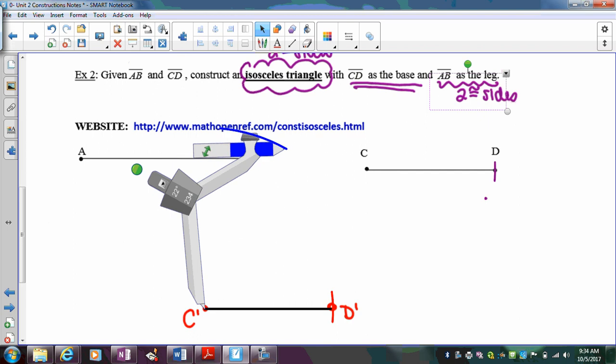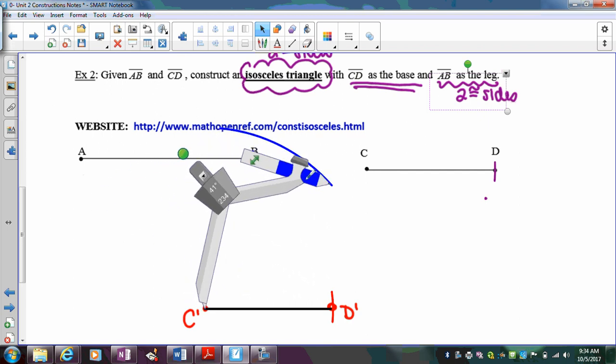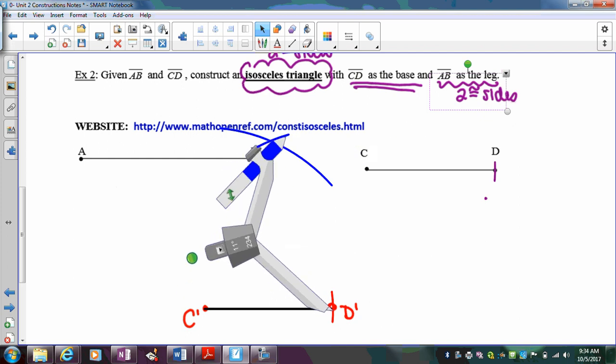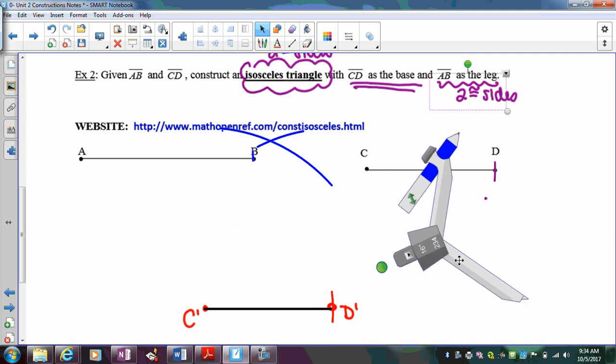So I'm going to make my arc large enough so that I don't have to worry about going back and redrawing the arc to make sure that I get an intersection. I'm going to go from point D prime and do the same thing. I'm going to draw my arc so that I see the intersection. At this point, I'm the same distance away from C prime as I am from D prime, and that distance is AB. So we're going to mark our point. I'll just call this E prime, even though I don't have anything with E, just so it's a different letter. And then I'm going to connect them.